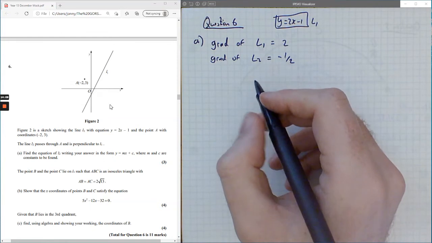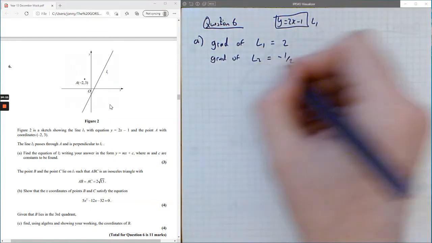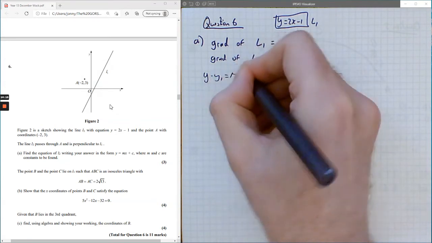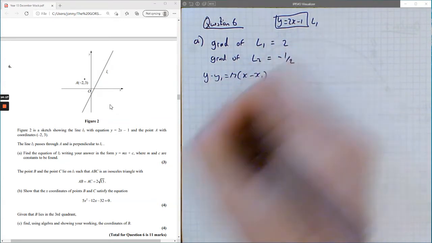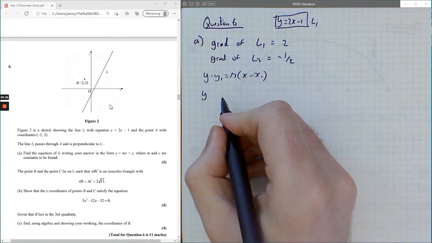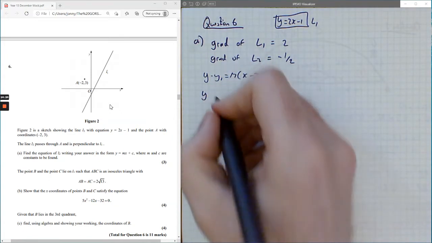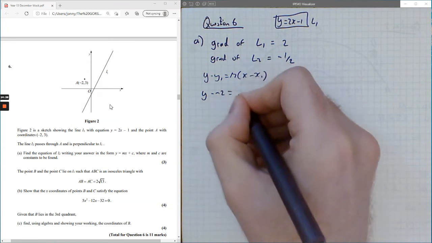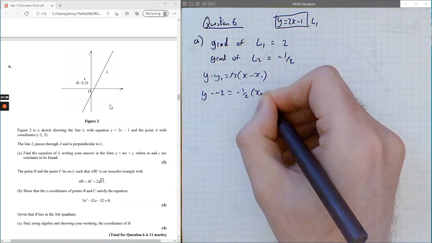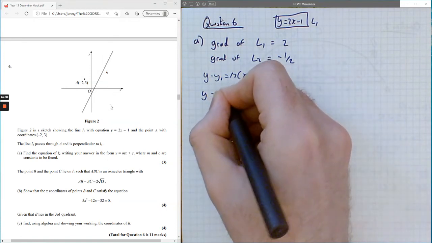So then we can use a formula, whichever way round you like to do it. I like to use y minus y1 equals m(x minus x1). You might use y equals mx plus c. And the y1 and the x1 are the coordinates of A, which are minus 2 and... I've gone the wrong way around though.